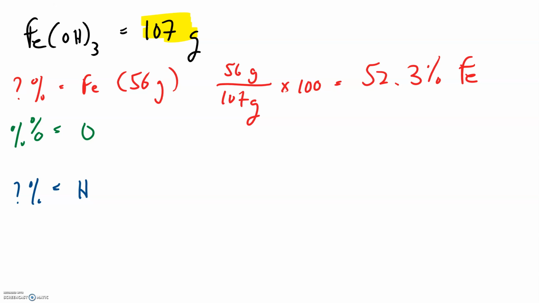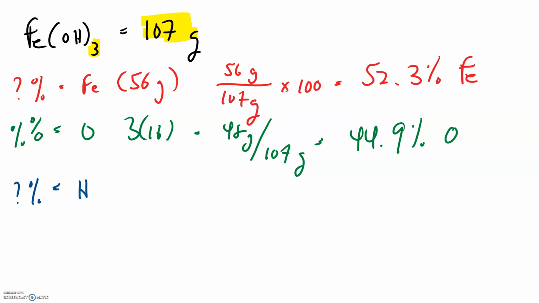Let's do the same thing with our oxygen. Now be careful, because we have a subscript of 3. That means that we have 3 oxygens. And so if there are 3 oxygens and each of them is 16 grams, that means that the mass of oxygen is 48 grams. What percentage of 107 grams is our oxygen? We're going to take 48 and divide it by our total mass, 107, and we get 44.9% oxygen.